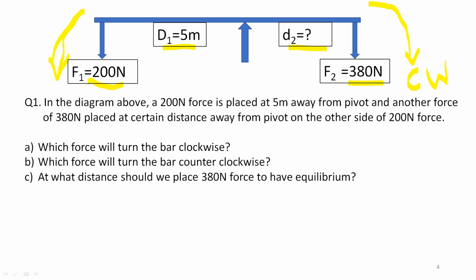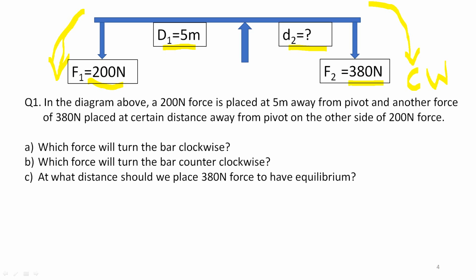Now here we have force F1, which is 200 Newton, producing counterclockwise movement, and force F2, 380 Newton, producing clockwise movement. We are given the distance at which force F1 is placed from the pivot, but distance d2 is not given. So we are asked to calculate d2.